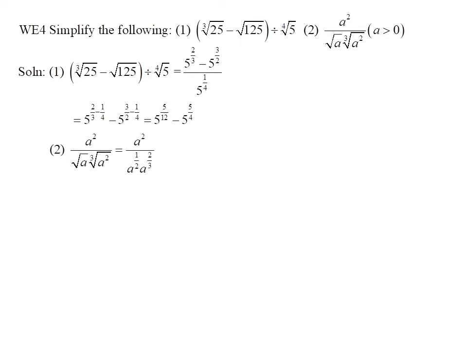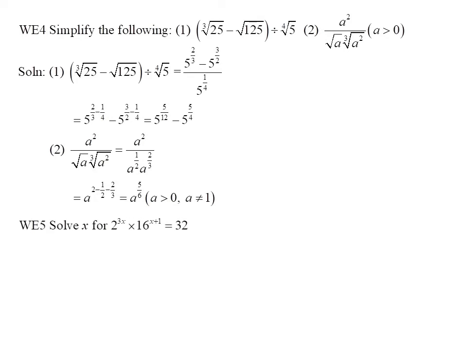As for question 2, we transfer the expression to the fractional index form. Based on the same base a, the simplification can be proceeded with the index quotient rule, and then we obtain the result of a to the 5 over 6.